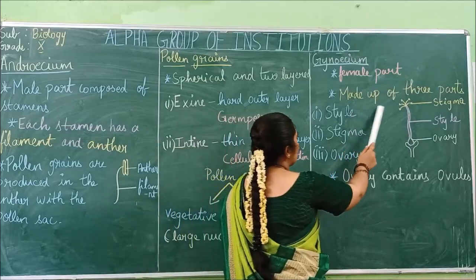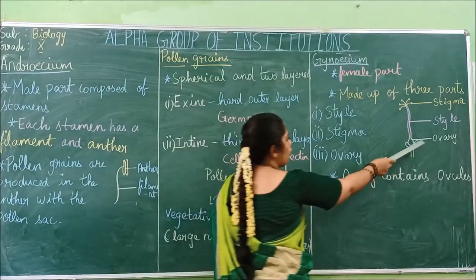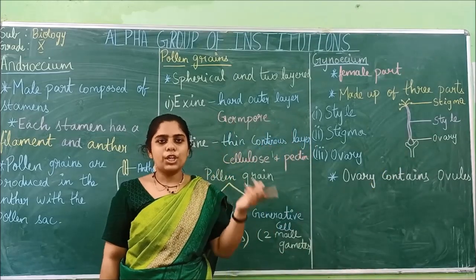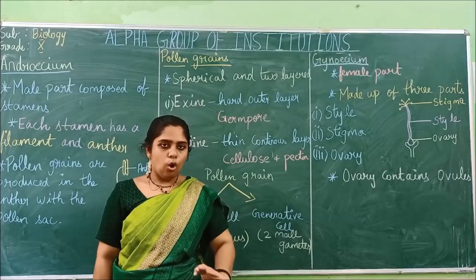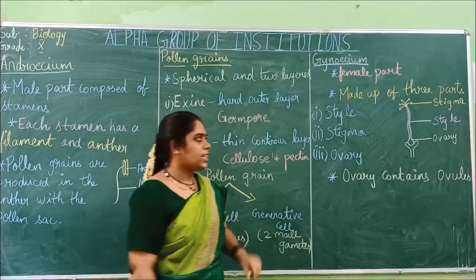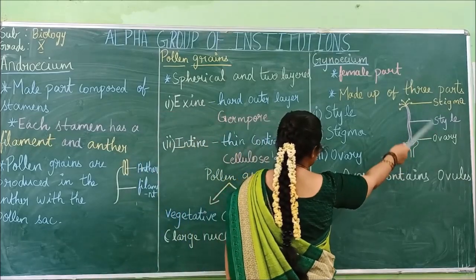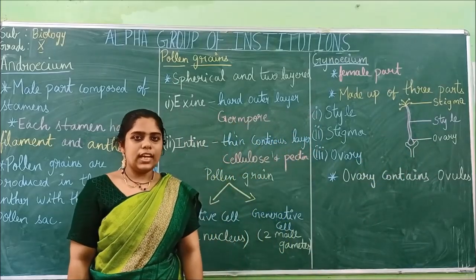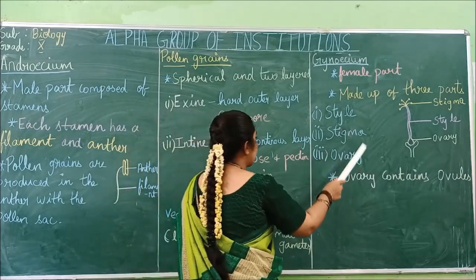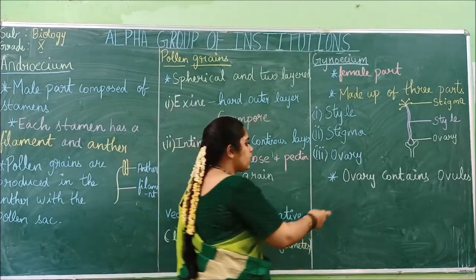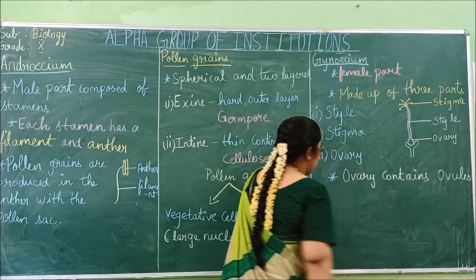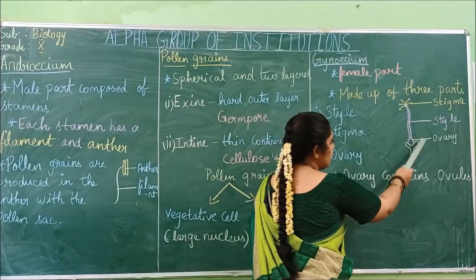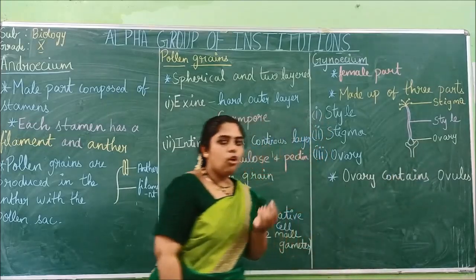And it is made up of three parts: the ovary, style and stigma. Like I showed you in the flower diagram, we have an ovary, style and stigma. These three parts together are called the gynoecium. Next, this ovary contains ovules. Inside this ovary you will have ovules.